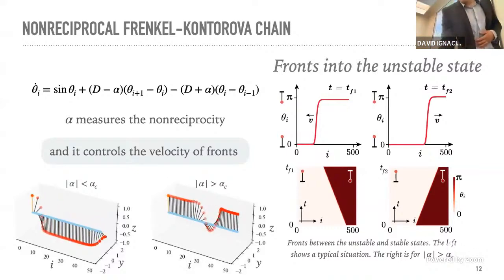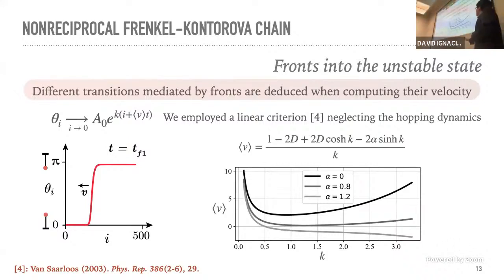So we analyze this indeed. We try to understand how this will happen. So we try to compute the velocity of these fronts. Okay, so we employ what is called a linear criterion, and we also neglect the nonlinear dynamics of the front. And one can compute a velocity function that depends on a parameter k that the system determines by itself. And how is this parameter k determined? Well, you need to minimize the velocity curve against k.